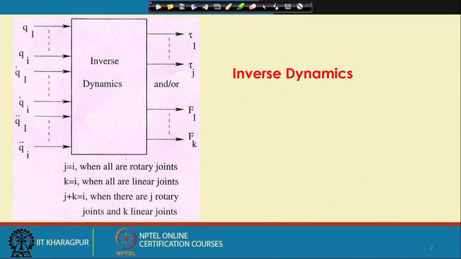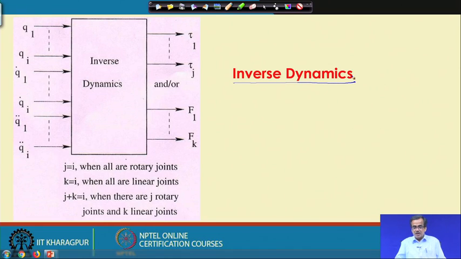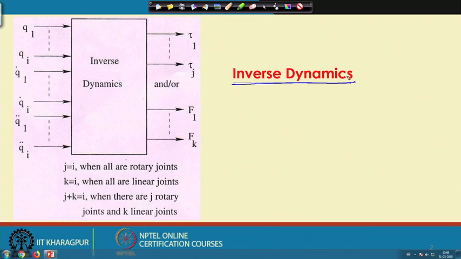Now, before I proceed further, I am just going to define one term. That particular term is actually the inverse dynamics. Now, while discussing the kinematics, we have already discussed the meaning of the two terms. One is called the forward kinematics, another is the inverse kinematics. Now, I am just going to start with another term, that is called the inverse dynamics. Now, let us see what we mean by this particular term, the inverse dynamics.